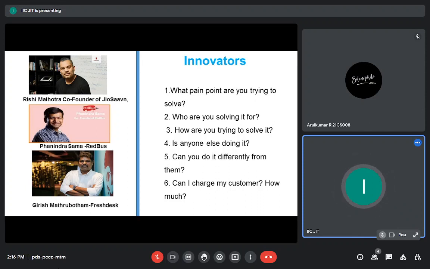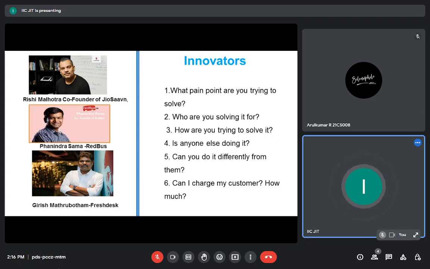So what did Rishi Malhotra identify? Music lovers are not able to select a particular song when they are in need. That's the pain point. Second, RedBus: in festival season, it is very tedious to book bus tickets. He identified that. Then Mathrubhutham identified there is no connection between the company and the customer. Effective customer service is the pain point. So if you identify the need, only then can you do it. That is the first point. What is the pain point you want to solve?